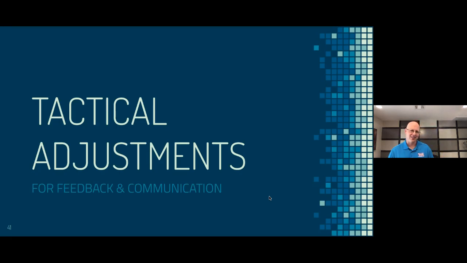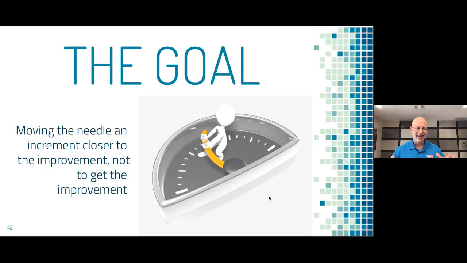Okay, moving on to tactical adjustments. And again, I'm going to try to limit the adjustments and things to do relative to feedback and communication. So the goal of any of these adjustments, any of these takeaways that you can have, is not to actually get to the improvement itself. It's just to move the needle and increment closer to the improvement. So going from a big step to a slightly less big step is our goal. Because some of these things might take several iterations, might take months, might take a lot of work. And the goal is to just, again, shave off an increment or two to get closer to that goal.